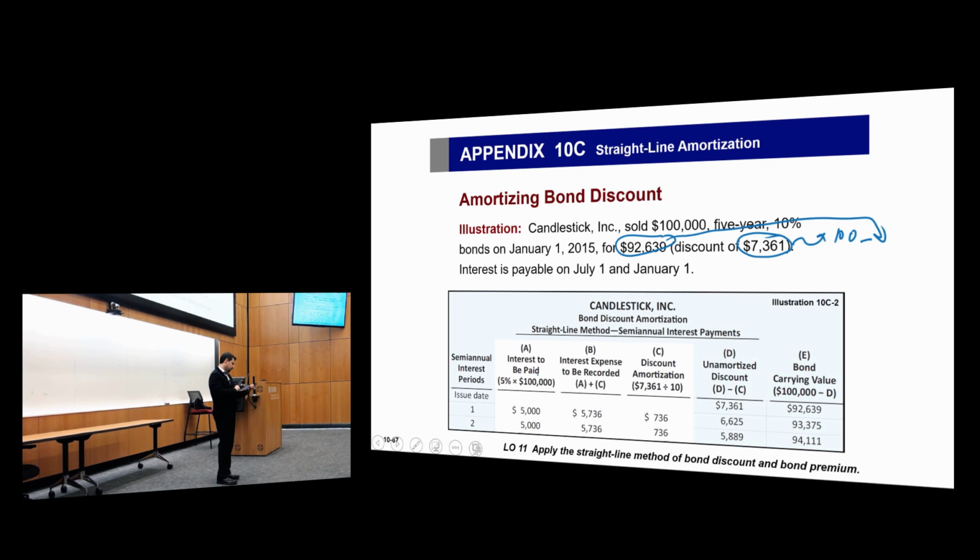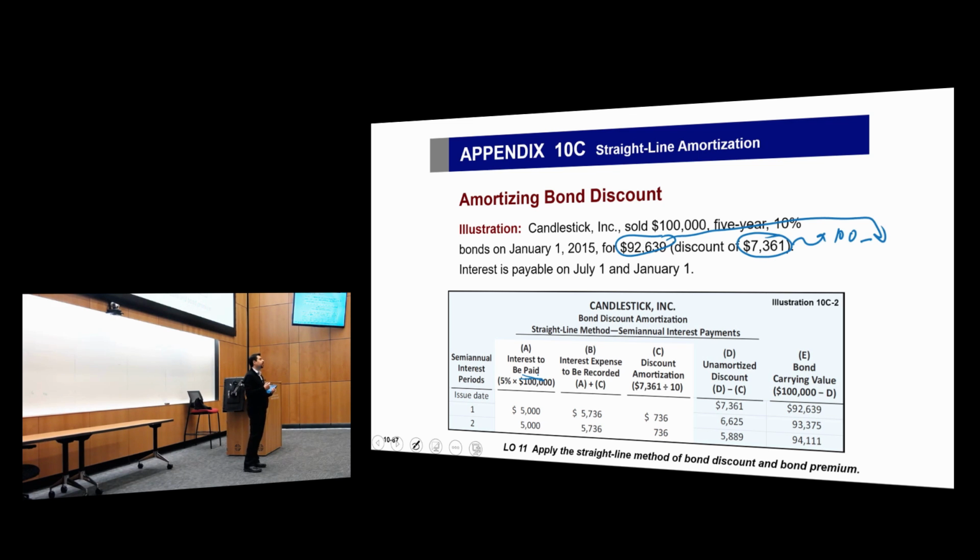Now, the interest that the company will actually pay, this is the amount that the company will actually have to pay. This is 5,000. That's based on face value multiplied by interest rate multiplied by 6/12. This is based on the contractual interest rate and the face value. That's the amount of check that will be sent to bond owners.